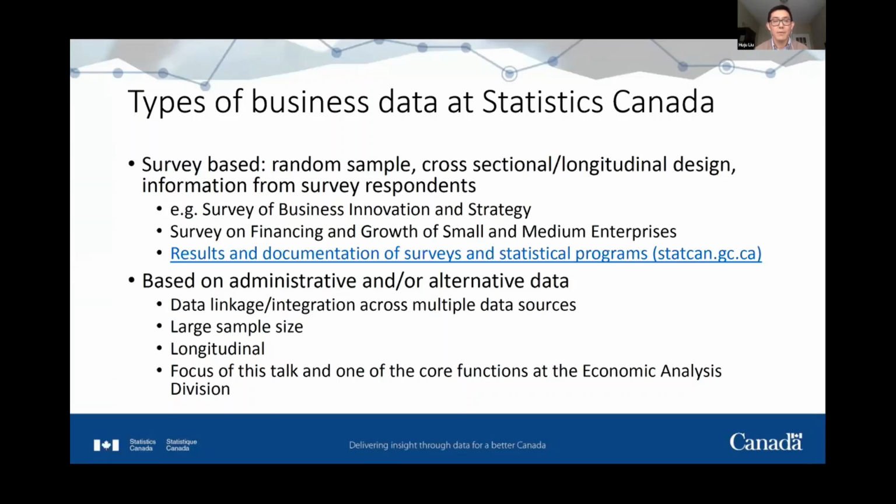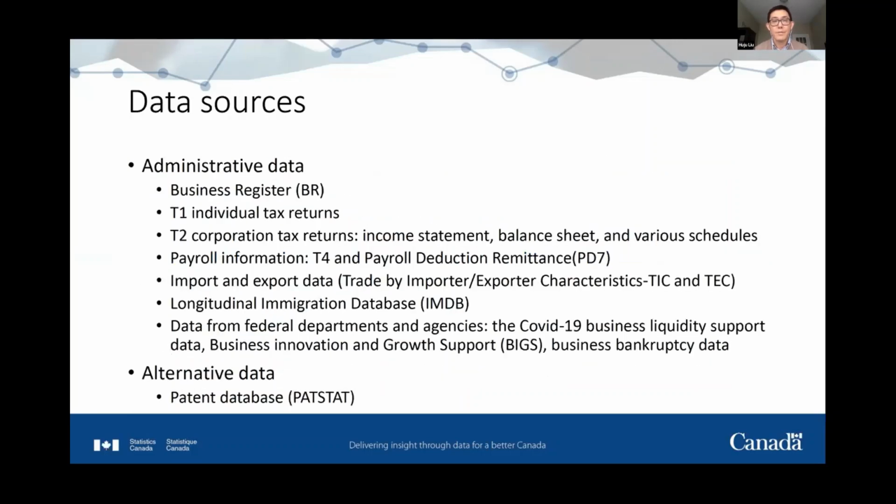But today my talk is mainly focused on the second type, which is data development we have been doing over the past few years using administrative data and alternative data. For this activity, we involve a lot of data linkage and integration across multiple data sources. Because we use administrative data, we come with a large sample size, and most of the time the firm data is longitudinal, as we have unique IDs to track them. This activity is also one of the core functions of my division, the Economic Analysis Division at Statistics Canada. For doing all this data integration, we have relied on various administrative data sources.